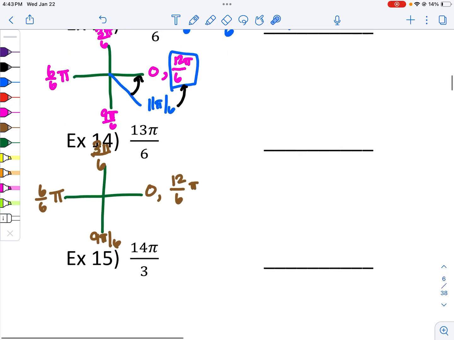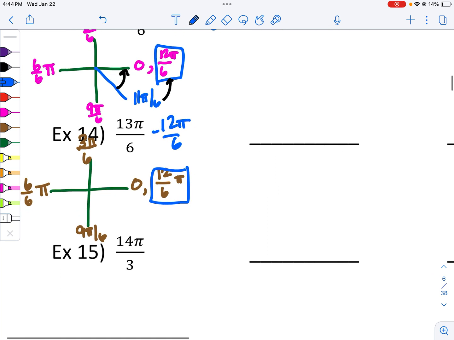All right, so if I were to go around the circle, I want that angle to be between 0 and 12 pi over 6. Well, this guy's a little bit too big. So there's a couple different ways to do it. I like to make it fit on our circle, so I'm going to take that magic number of 12 pi over 6 and subtract that. Okay, so that gives me 1 pi over 6.